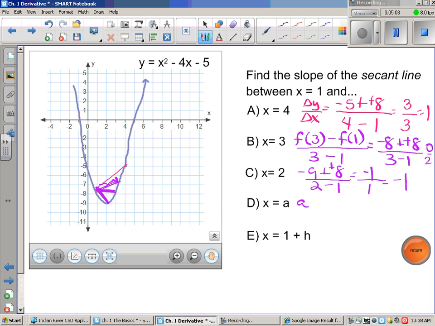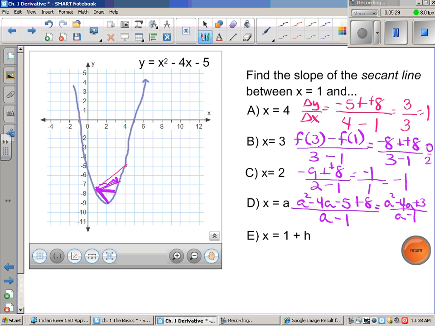So I would have a squared minus 4a minus 5, and that would just be the a part, minus, what was the value at 1? Negative 8 over a minus 1. So I would have a squared minus 4a, combine those two terms, so I'd have plus 3 over a minus 1. What do you think I should do next?